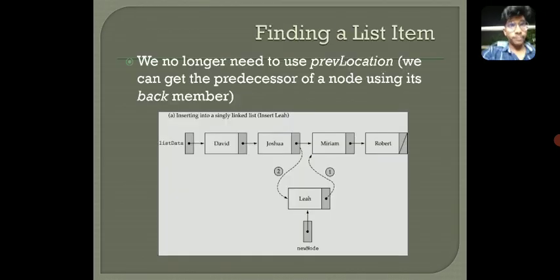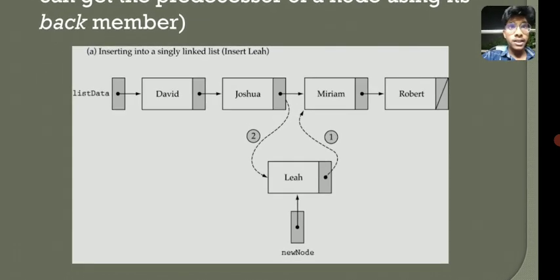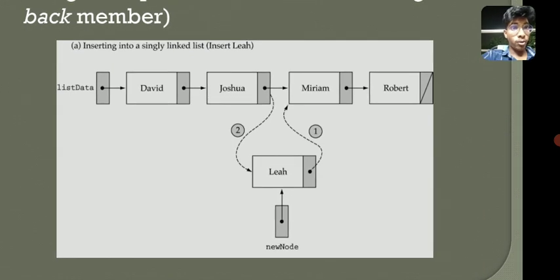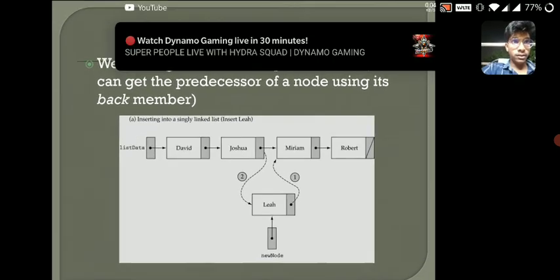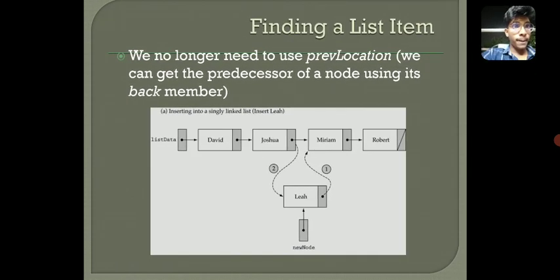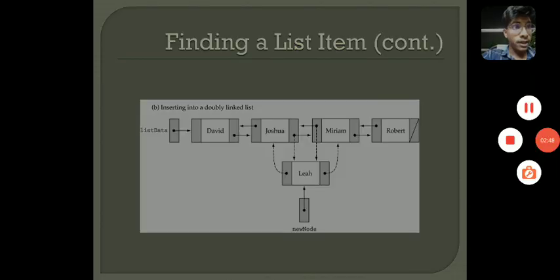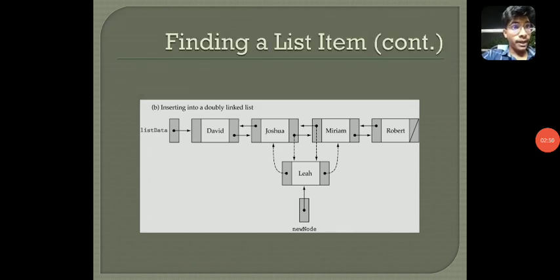For finding a list item, we no longer need to use a previous location. We can get the predecessor of a node using its back member. As we can see, inserting into a singly linked list with data David, Josh, Miriam and Robert, we can insert a new node Leah in between. If you want to find a list item, we need to insert into the doubly linked list. As we can see in this diagram, the list data is David, Josh, Miriam, Robert and Leah.